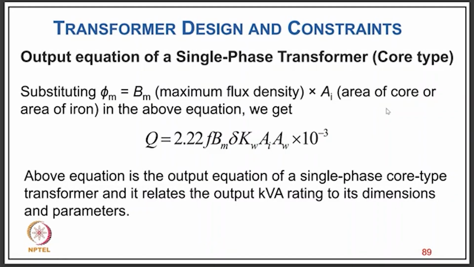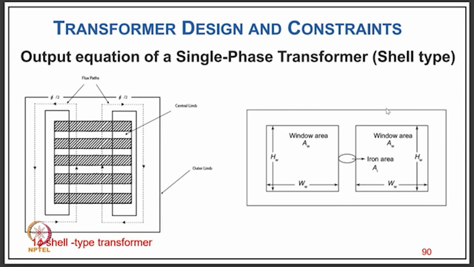The above equation is the output equation of a single phase core type transformer, and it relates the output kVA rating to its main dimensions and parameters, especially the window area as well as the core area, with of course the window space factor, current density in the conductor, flux density in the core, and frequency. So we call it the output equation in terms of kVA.